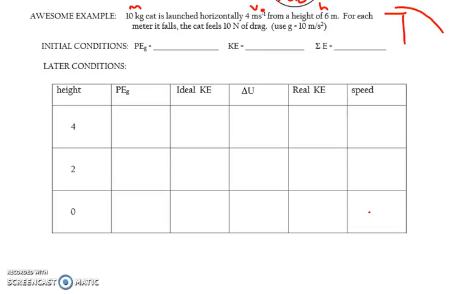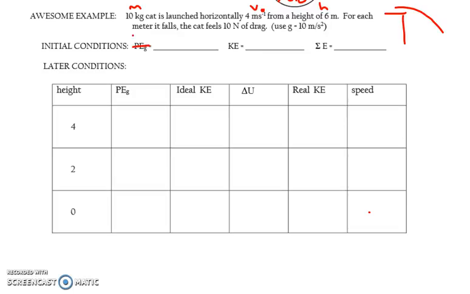In order to solve this, we're going to look in terms of energy transformations. To do that, we look at what energy forms we have at the beginning, and then what energy forms we have at any position thereafter. So we're going to break it up into 3 positions. Our first situation is the initial condition.